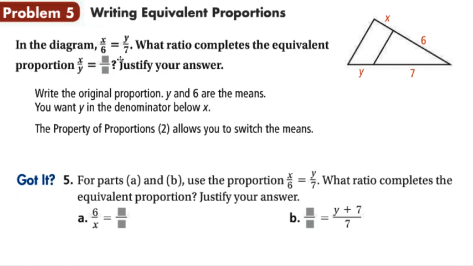So here we go. It says in the diagram, x is to 6 as y is to 7. What ratio completes the equivalent proportion x is to y equals what over what? And justify your answer. So first of all, we'll write the original proportion: x is to 6 as y is to 7. But then we want it to be x is to y. So what we did is we switched the means here, and that was property number 2. It allowed us to do that.